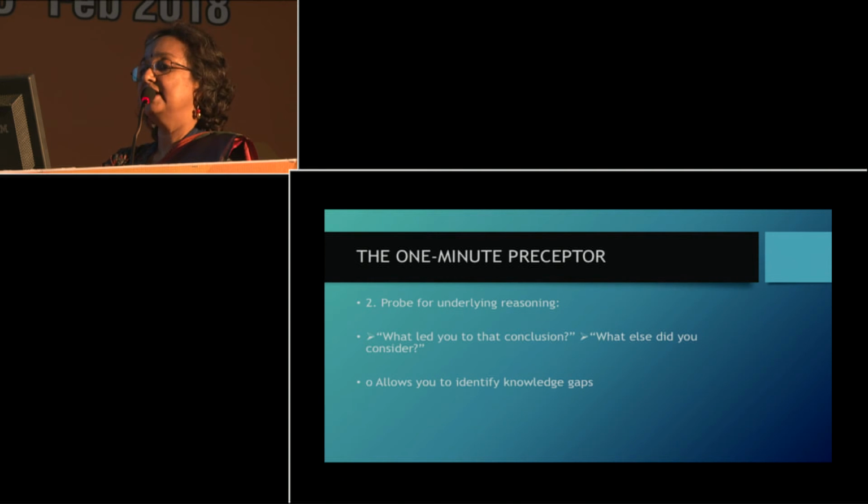Next, probe for underlying reasoning. What led you to think that it is a large disc? What else did you consider? So then you know what are the gaps in the knowledge. If you do not mention coloboma of the disc as a differential diagnosis, then you know this person has never really focused on anomalies of the disc. Okay?